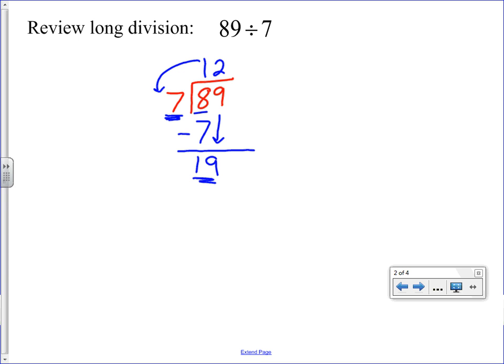And then we do the same thing. 2 times 7 is 14. And subtract it to get our remainder. 19 minus 14 is 5. There's nothing left to bring down from the original dividend. So that's how we know we're done.